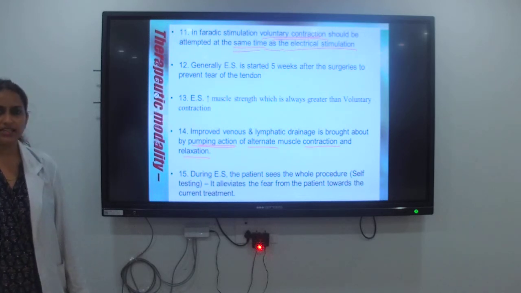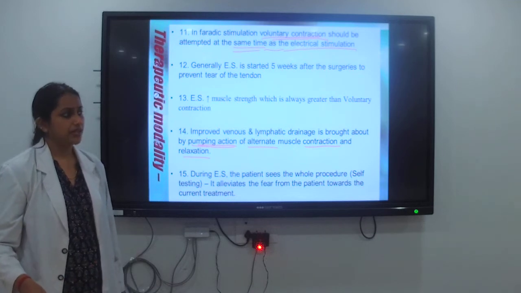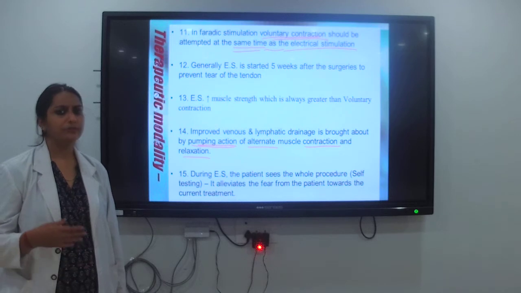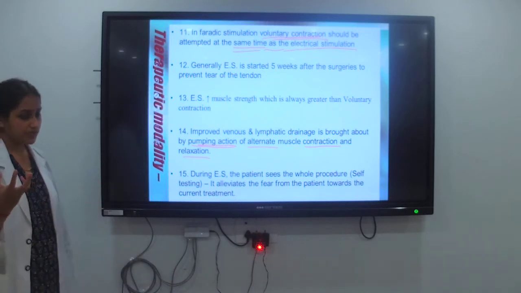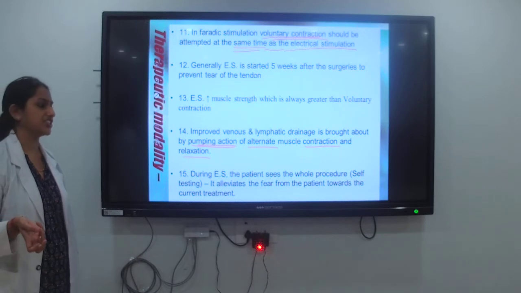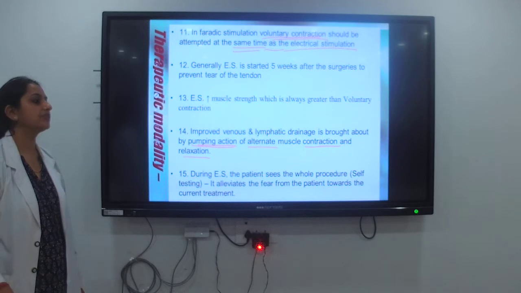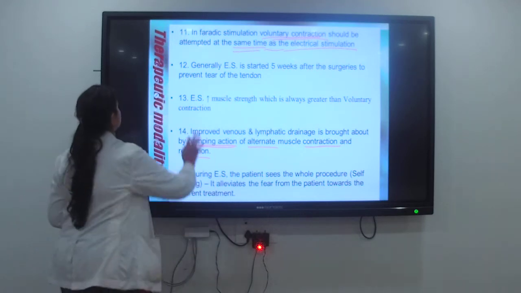Other good effects are there, like an increase in muscle, an increase in blood supply, nutrition supply, O2 demand and all. But because of muscle contraction and relaxation, the healing will get disturbed, and that's why it is not preferred.